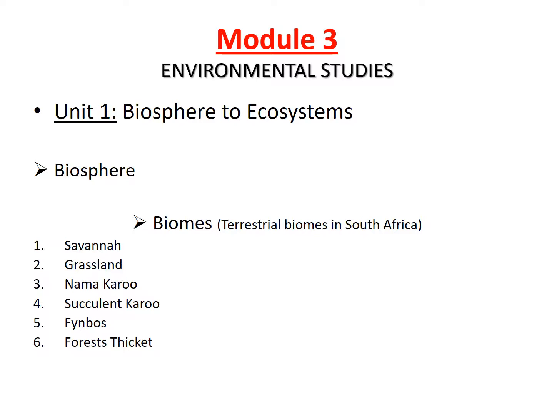And then we're going to do module 3. This is in term 3. So we're going to do biosphere to ecosystem in term 3. Here we're going to look at the biosphere, and then we're going to look at the biomes. These are the biomes found in South Africa: the savanna, the grassland, the Nama Karoo, the succulent Karoo, the fynbos, and the forest thickets. We're going to look at more details, and differentiate each.